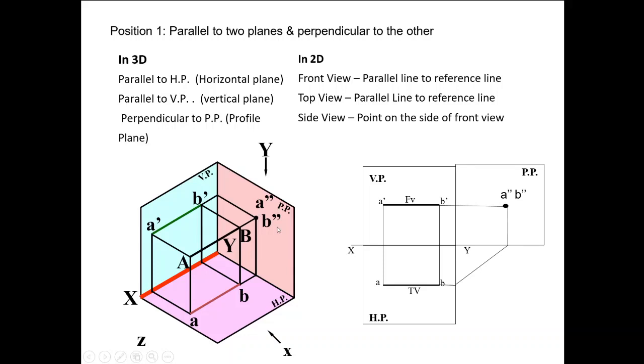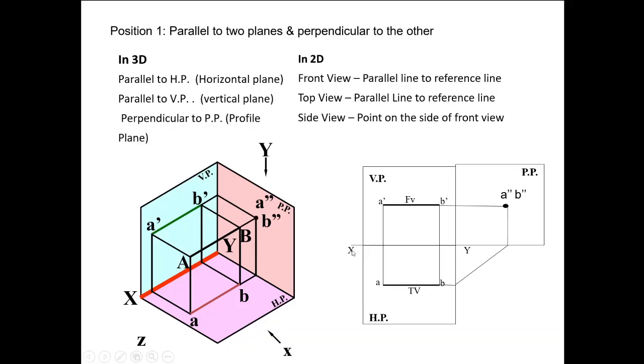We know VP, we know HP. Now the position of PP is like this. You can see in this image. Okay, so first, the line is parallel to HP. Now see, this line AB is the true length of the line. This is parallel to HP and VP. So now we have to draw the projections of this line AB.